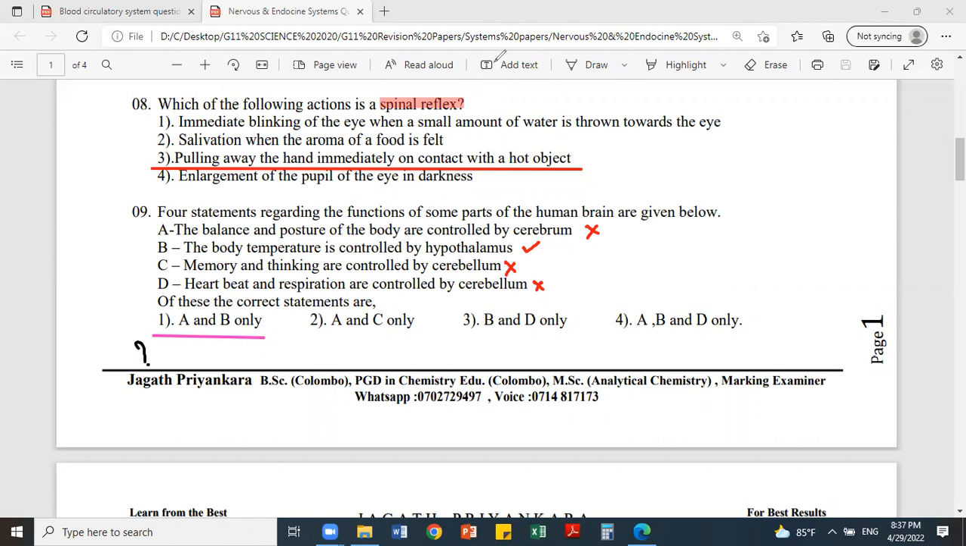Okay, did you all get the same answer? The answer is only B, there's no answer, right? What is the answer you got, Arosha, Dasula, Kavini? First answer, sir. First answer. A is also correct. It should be cerebellum, not cerebrum, right? Balancing and the posture of the body is by cerebellum, not by cerebrum. How can it become the first answer?